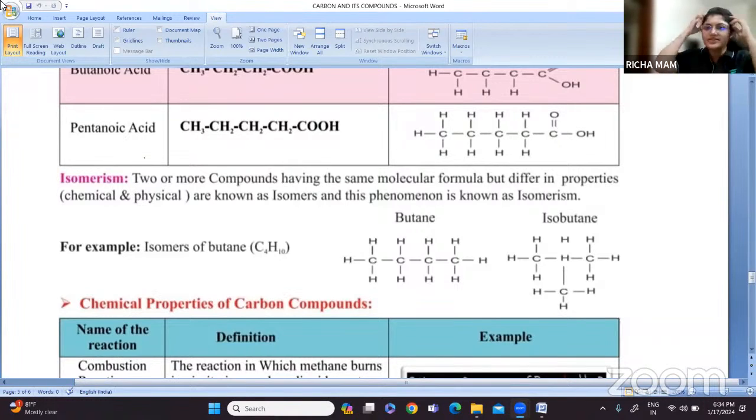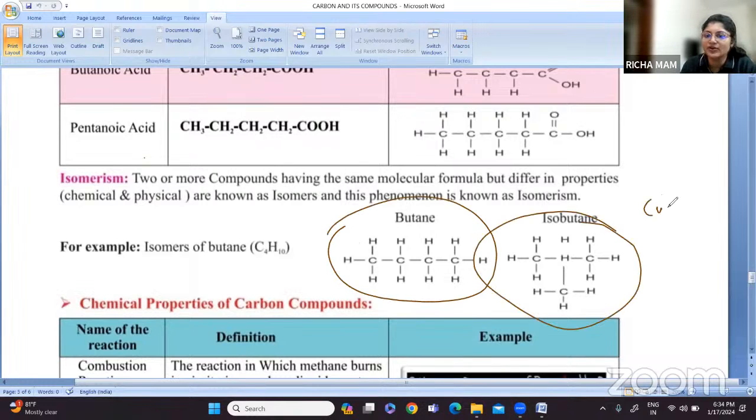So we were discussing isomerism. When you have two or more compounds, you can see in this example that the molecular formula is the same. In both cases the molecular formula is C4H10 only. But they differ in the structural formula as well as the properties. This is a straight chain compound and this is a branch chain compound, and their properties also differ. So this is isomerism.